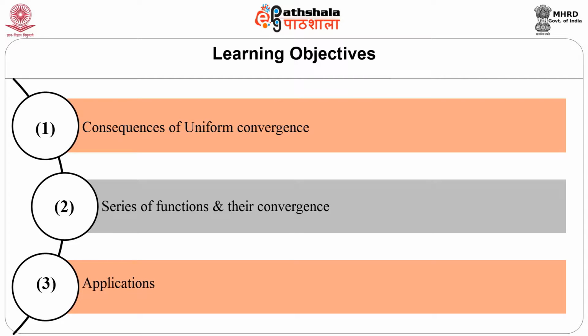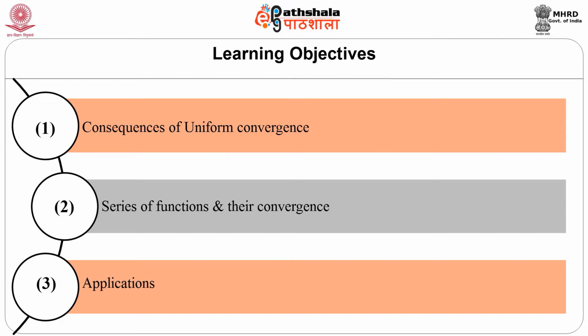In our last module, we discussed pointwise convergence and methods of checking it, and also uniform convergence together with some examples. In this module, we start with some consequences of uniform convergence. Uniform convergence enables us to interchange some mathematical operations involving limits, differentiation and integration.